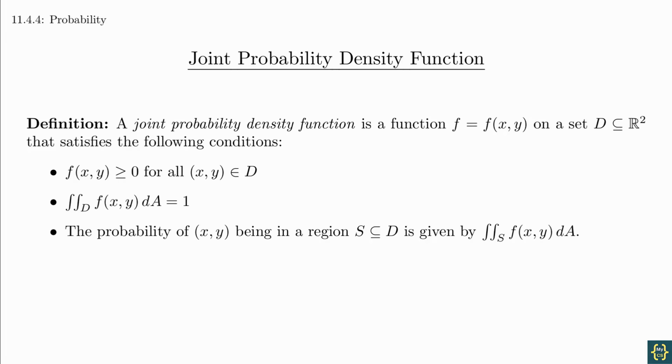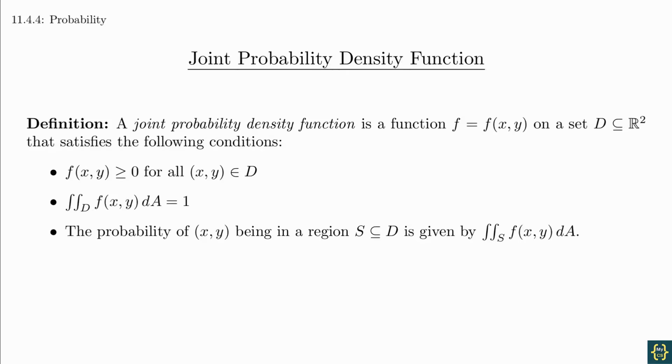f of x y is greater than or equal to 0 for all x, y in D. The double integral of f of x y over D is 1. The probability of a point x y being chosen so that the point is in the region S is given by the double integral of f over S. You might notice that the language used here is slightly different from the language of the book. The book specifically sets up the probability density calculation as a rectangular region instead of a general region. But that difference doesn't change the core meaning of anything.